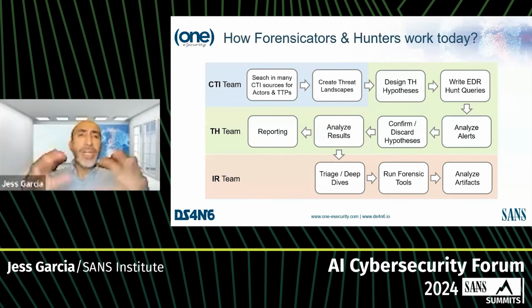Okay, let's imagine a simple workflow which includes CTI, threat hunting, and IR. Imagine the CTI team is going to be searching in many CTI sources for actors and TTPs. It's going to be creating a threat landscape for a specific organization. Then the threat hunting team is going to be getting that threat landscape, designing threat hunting hypotheses, writing EDR queries, analyzing the alerts, confirming or discarding the hypothesis, analyzing the results. And then if something triggers, the IR team is going to be doing the triage, running forensic tools, analyzing the artifacts. Okay, so that's a common workflow which includes all three things: CTI, threat hunting, IR.